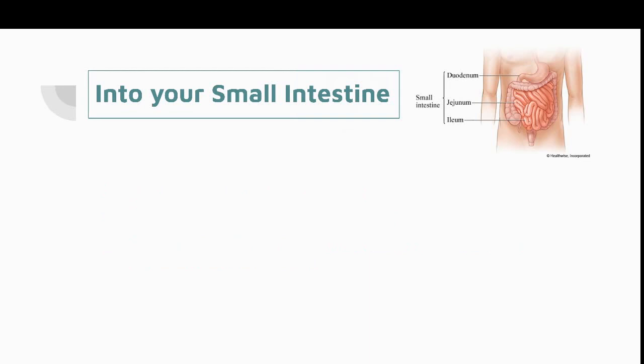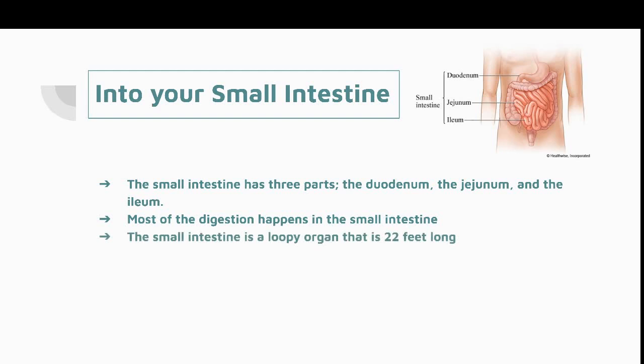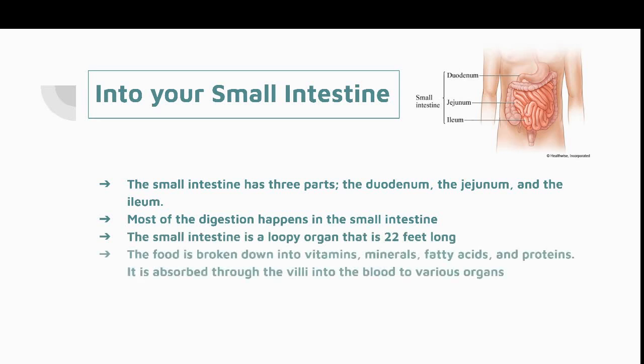Into your small intestine. Your small intestine has three parts: your duodenum, your jejunum, and your ileum. Most of the digestion happens in the small intestine. The small intestine is a loopy organ that is 22 feet long when you stretch it out. The food is broken down into vitamins, minerals, fatty acids, and proteins.